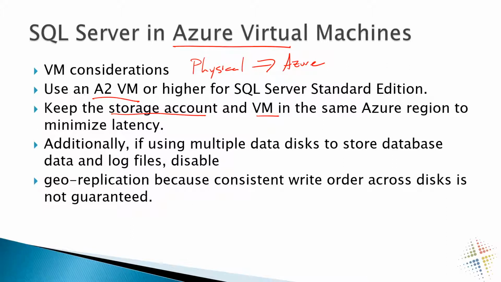If using multiple data disks to store data and log files, disable georeplication. So you can georeplicate your VM from one location to another. This is saying go ahead and disable georeplication because what you save to your data disk may be slightly out of time with your log files, and georeplication will break that. So when you recover in another location, your log files may be 5 minutes slower than your data files, or vice versa.